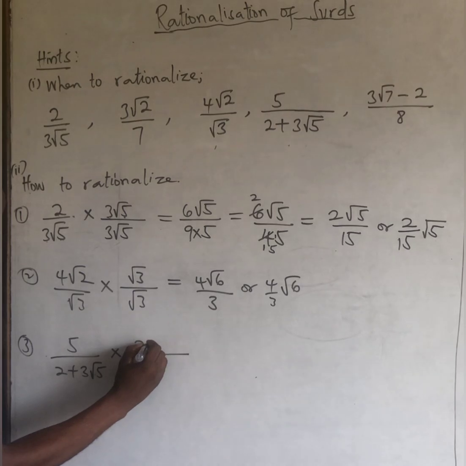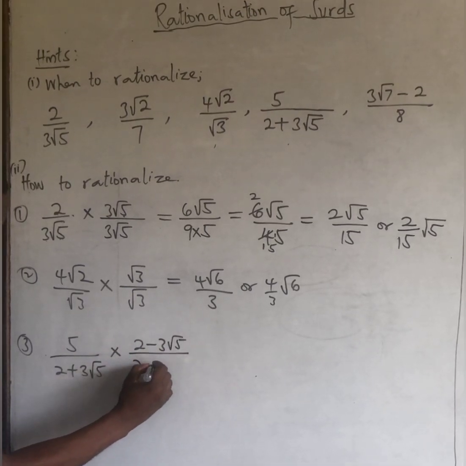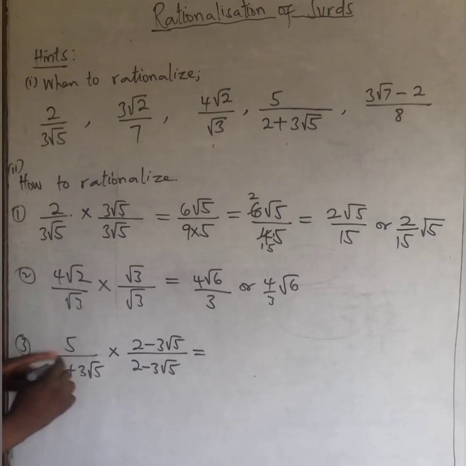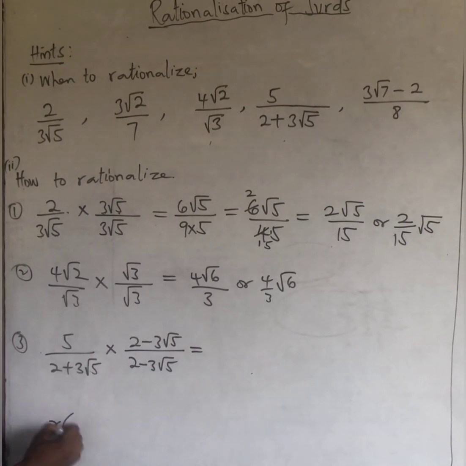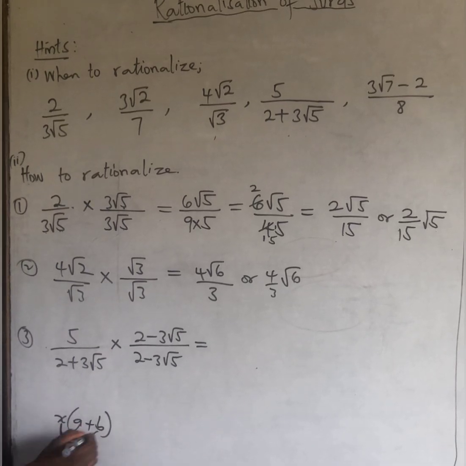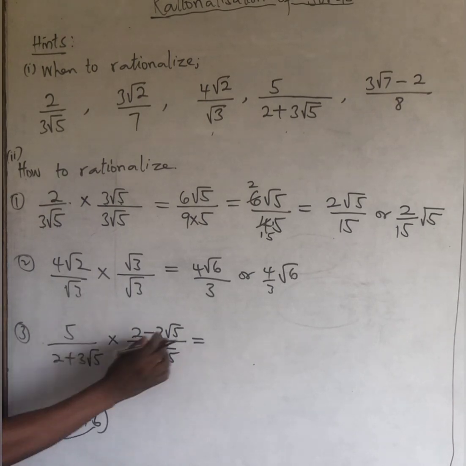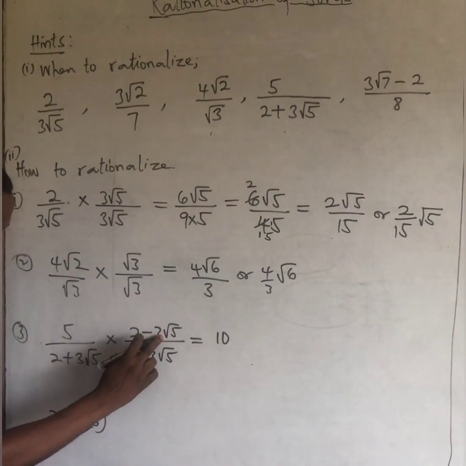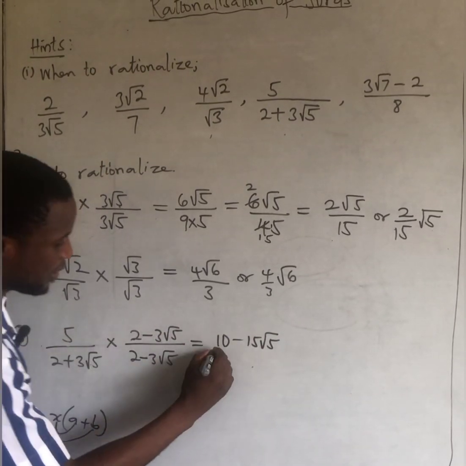So I have 2, instead of writing plus, that will be minus 3 root 5. The same thing down, over 2 minus 3 root 5. So what do I do? I will now multiply. To multiply these two, if I say x open bracket a plus b, don't forget that the x will multiply this, it will also multiply this. So 5 will multiply 2, 5 will also multiply this. So 5 times 2 is 10. Then 5 times minus 3 is minus 15 root 5, because this one has its own root.